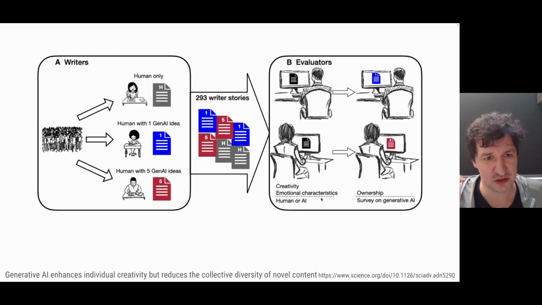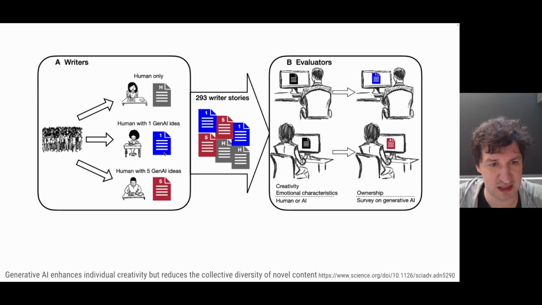In this research, they asked participants to write a short story, and they had three conditions. In one condition it was human only. In another condition, there was also an idea generated by GenAI, so humans were free to use it or not. They were just given it as an inspiration. And in the third scenario, humans were given five GenAI ideas. So they were writing stories, and after that, human evaluators evaluated them using different criteria.